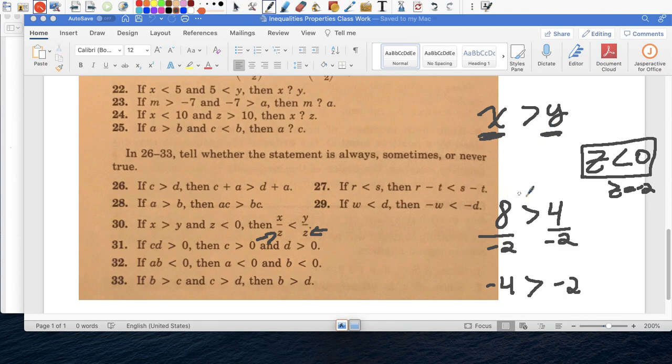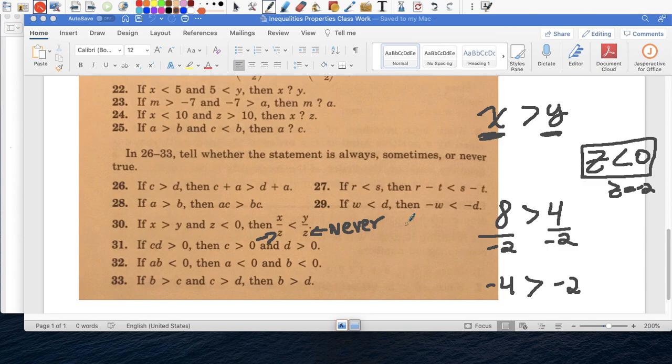So if you have a number on the left that is greater than the number on the right, and you divide both sides by a negative number, the order of the inequality will not stay true. So this will never happen. So this is a never. So 30 would be a never.